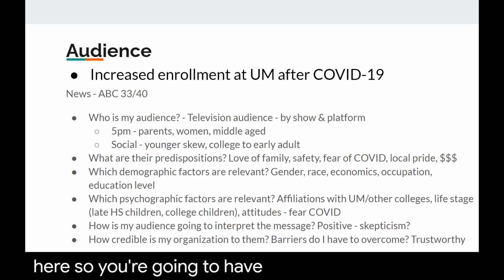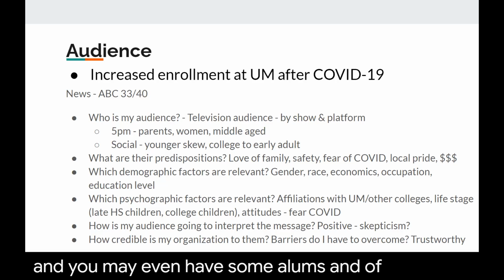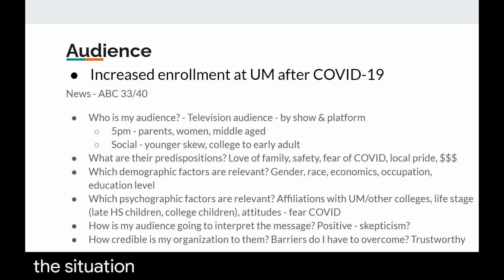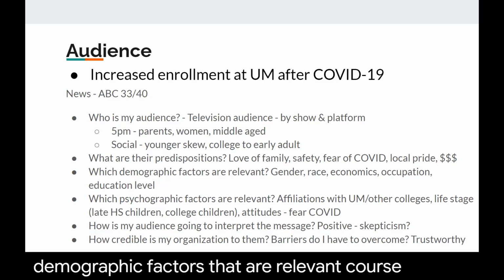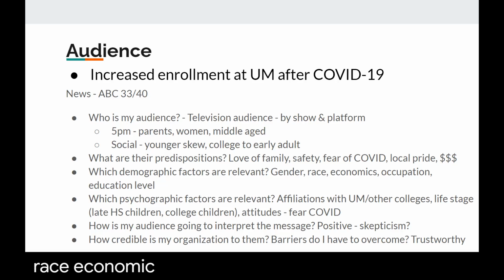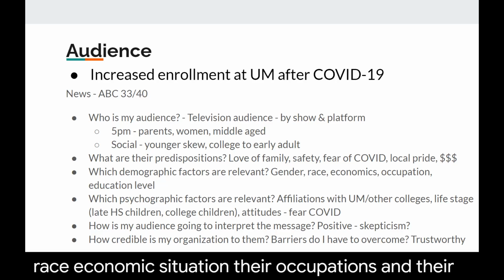So you're going to have people who are familiar with Montevallo, who may take pride in Montevallo, and you may even have some alums. And of course, everyone is interested in money. So the economics of the situation are important too. What are the demographic factors that are relevant? Of course, you're going to want to consider your audience's gender, race, economic situation, their occupations, and their education levels.